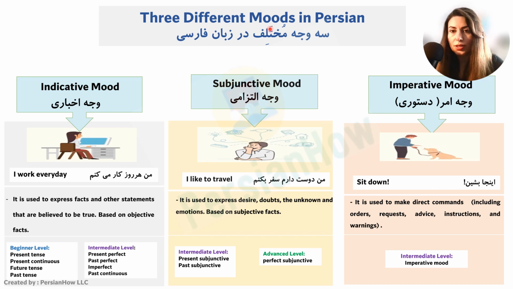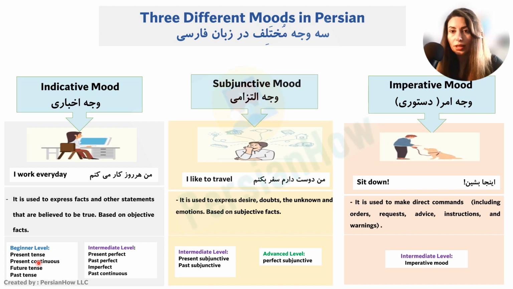3 different moods in Persian. So وجه means mood. So in Farsi, we have 3 different moods. We have the indicative mood, subjunctive mood, and imperative mood. So indicative mood, which is called وجه إخباری, is used to express facts and other statements that are believed to be true. They are based on objective facts.